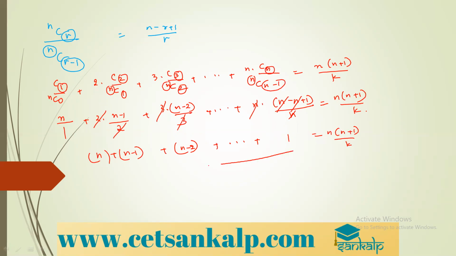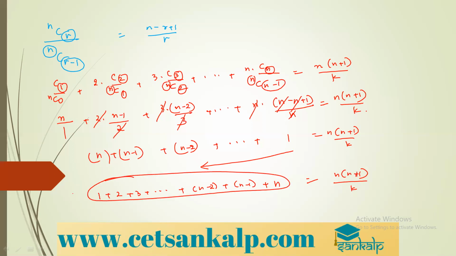So if I write this in the reverse way, I have 1 + 2 + 3 up to n-2, n-1 and n. Right side I will write the same. So this is the sum of the first n natural numbers. The formula is n(n+1)/2. The other side I have n(n+1)/k already given in the question. So when I compare, I can write k's value is 2, which they are asking for.